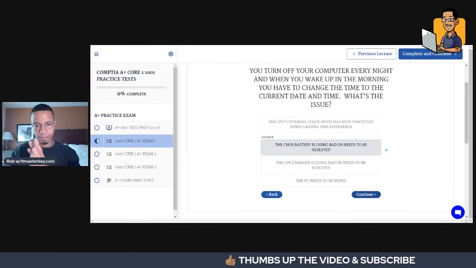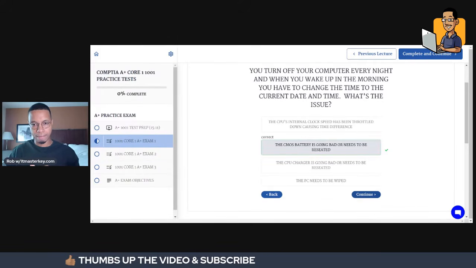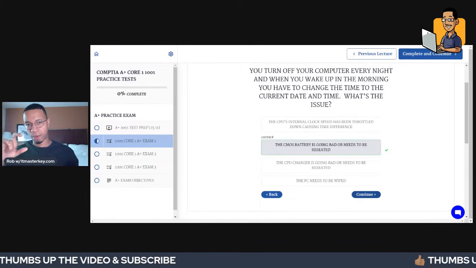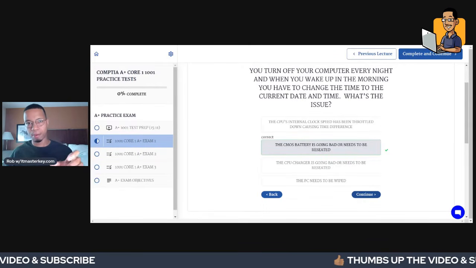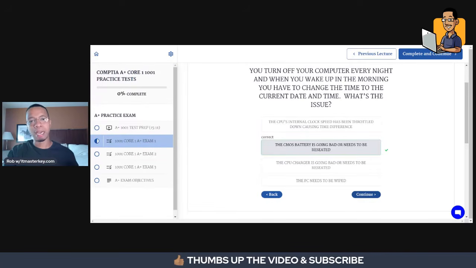And the CMOS battery, the main purpose is to make sure that the time and date is correct. If the CMOS battery is losing juice or it's not seated properly, that's one of the telltale signs, is that the clock will be messed up. The clock won't have the right time.